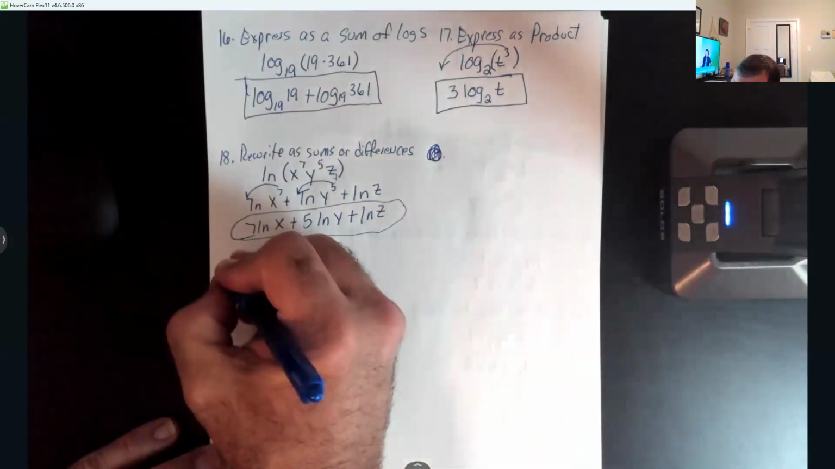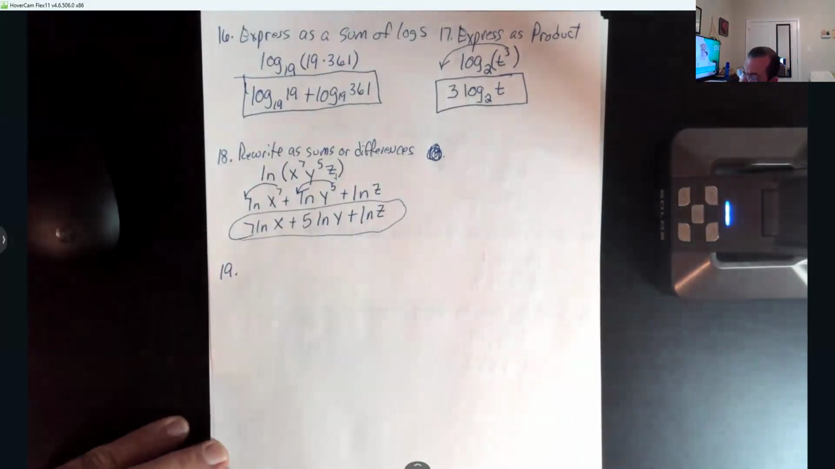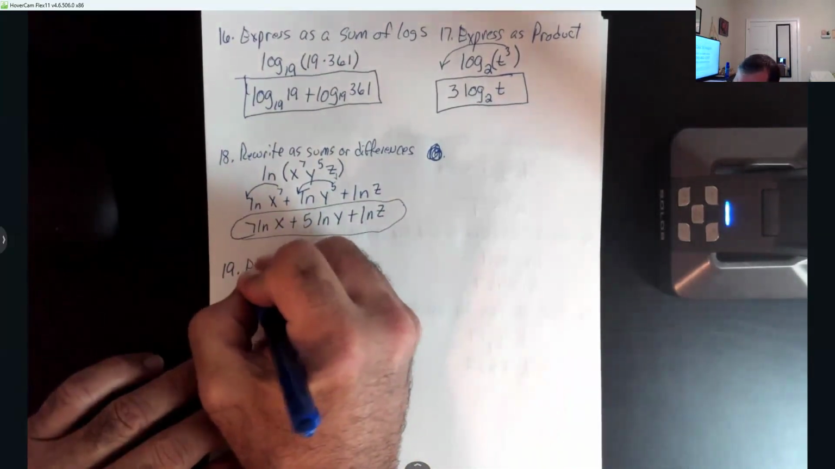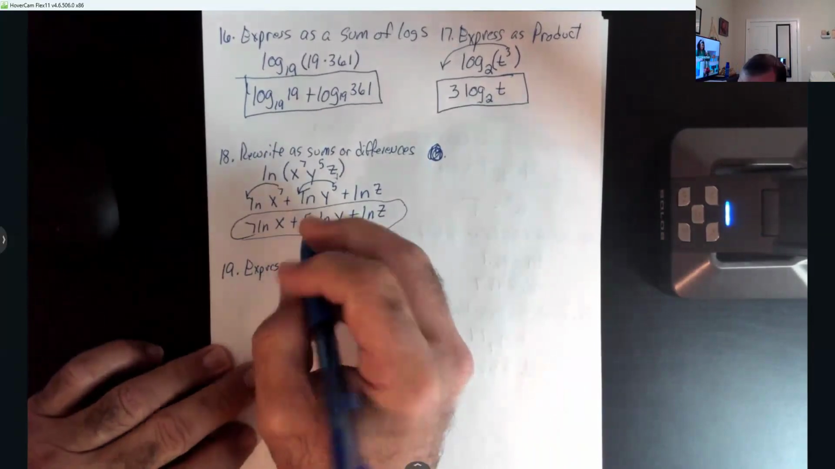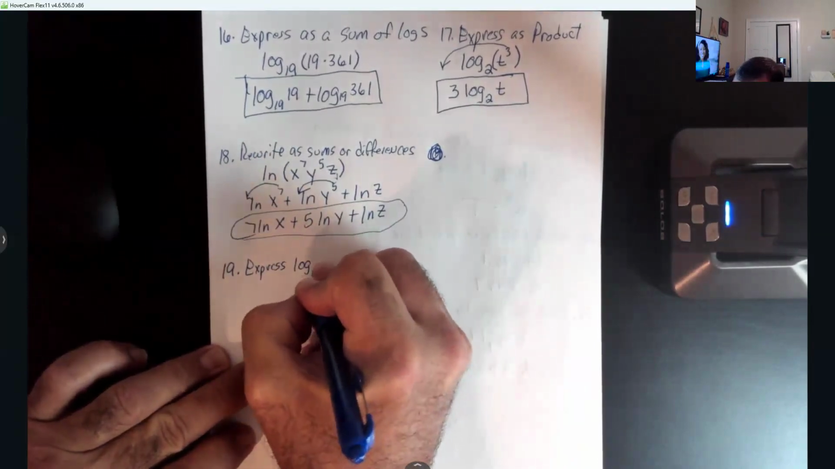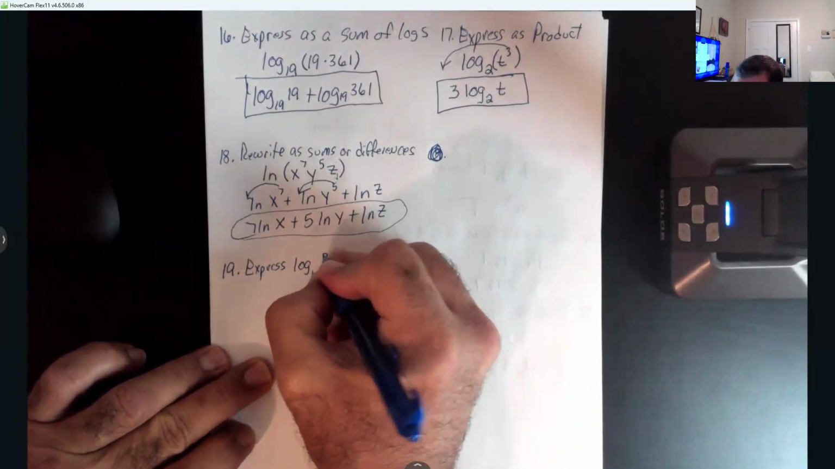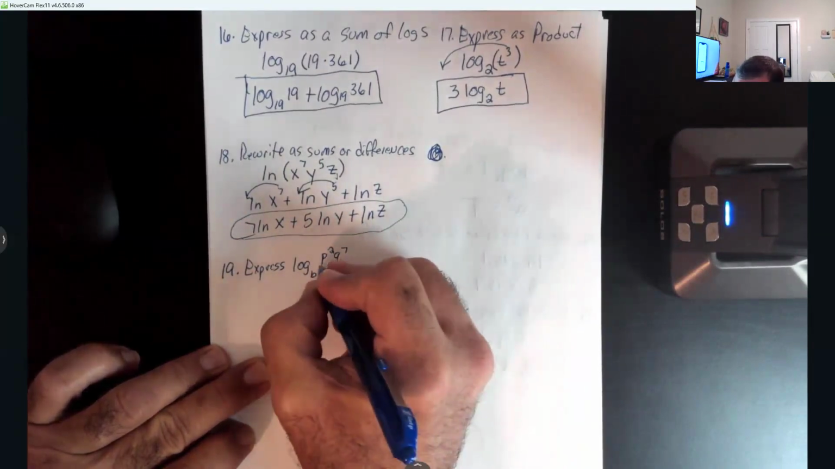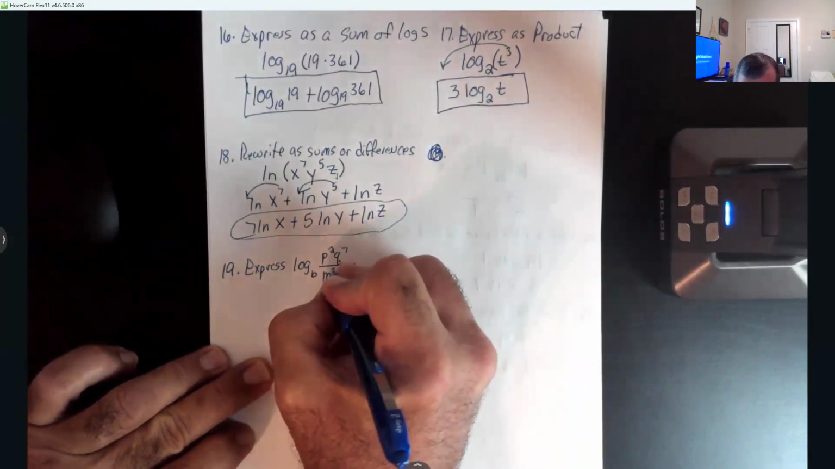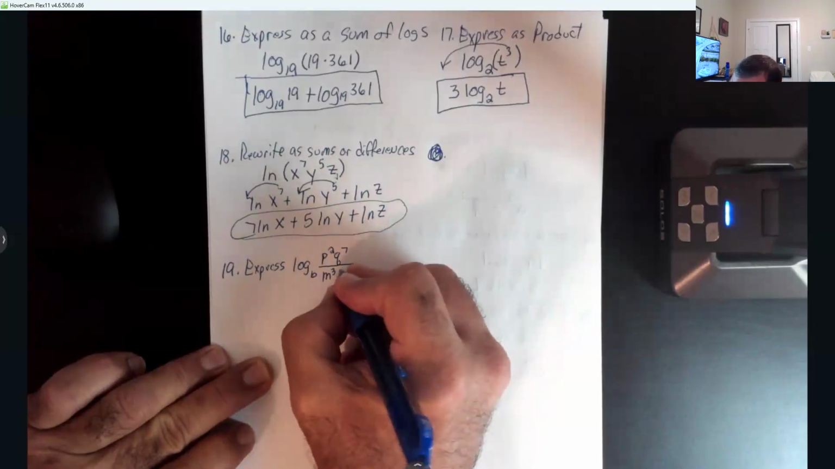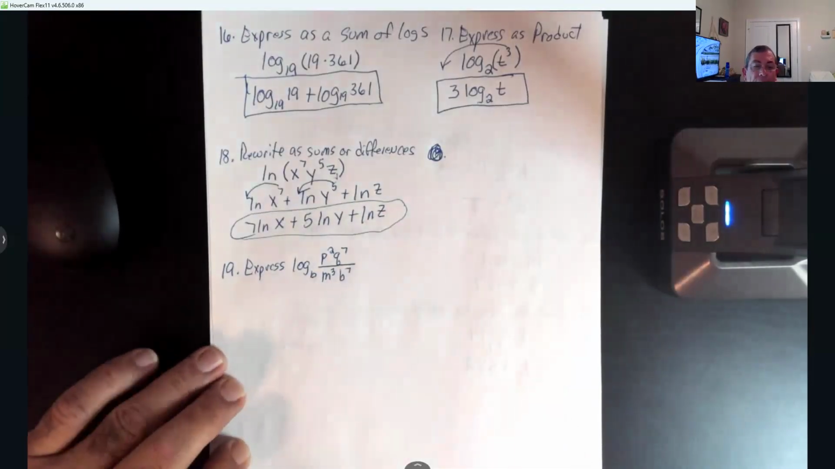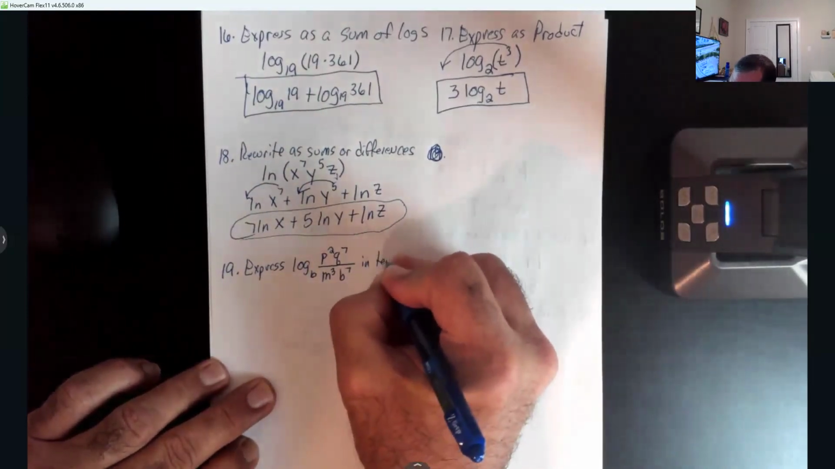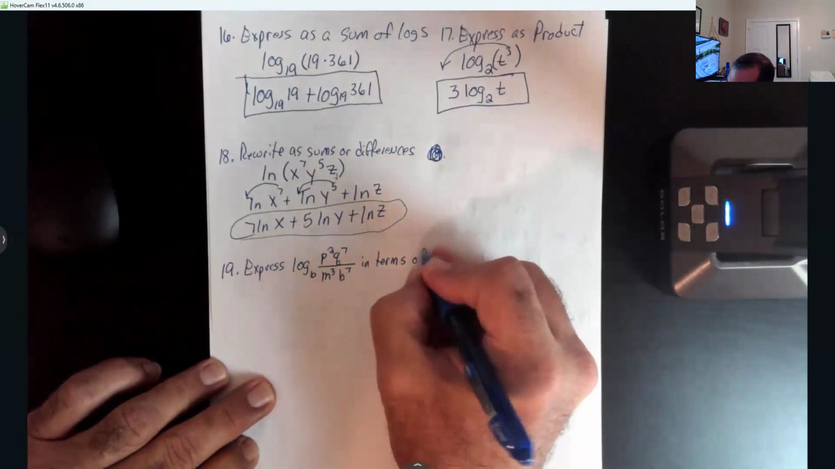Okay, so I think I'm gonna bring 19 down here. There's no room up here for 19, because y'all look at 19. It wants me to express log base b of a p squared q7 over m3 b7. So express this in terms of sums and differences.